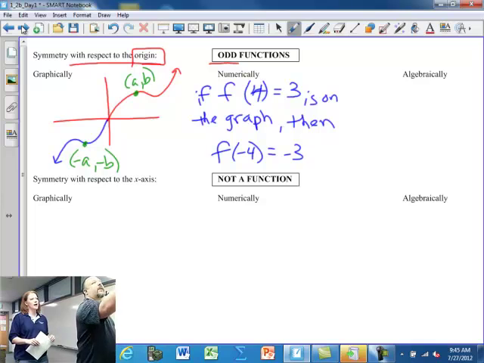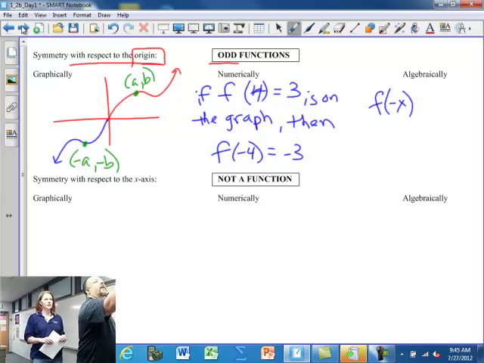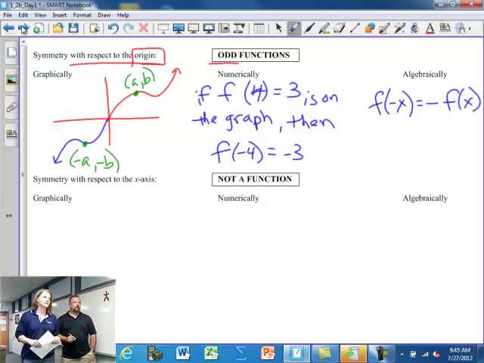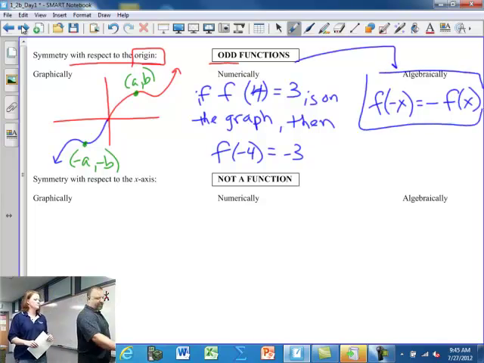So if we plugged in a negative x algebraically, we should get the exact opposite y. How do we write an opposite y? A negative f of x. Okay, and that's going to be our definition of an odd function. Memorize it.